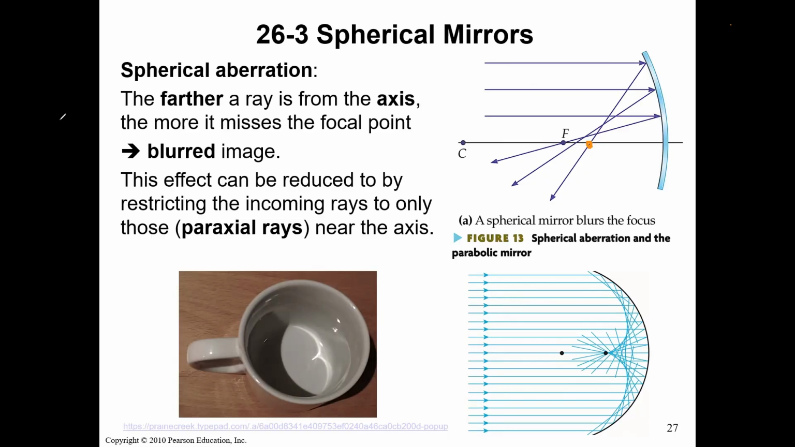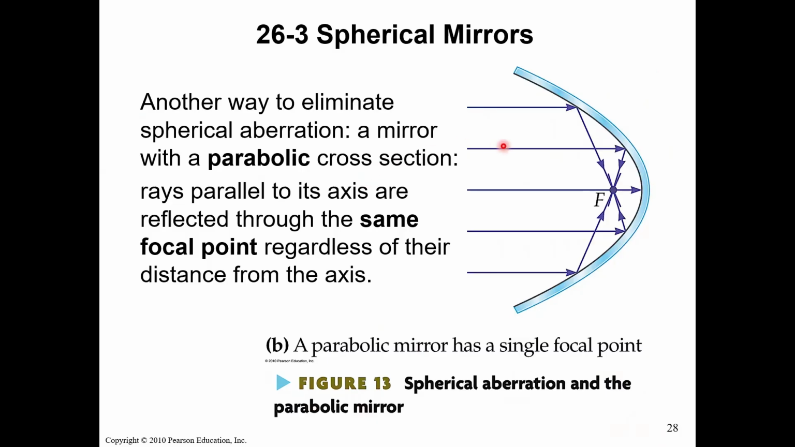So it cannot be a spherical surface, but you need to adjust it depending on how far away you're from the principal axis, so that the reflected light ray can actually go to the focus F. And mathematically, we can actually prove that this shape that has a perfect focus is parabolic.